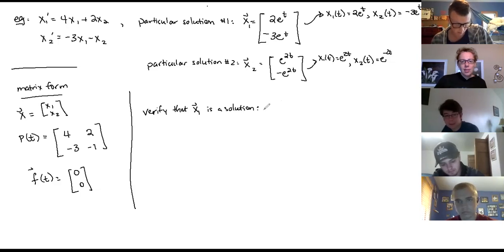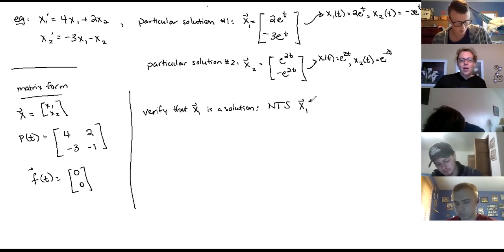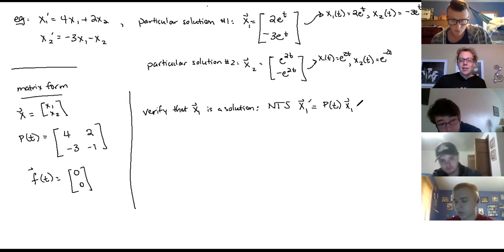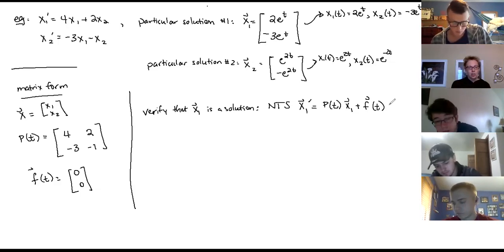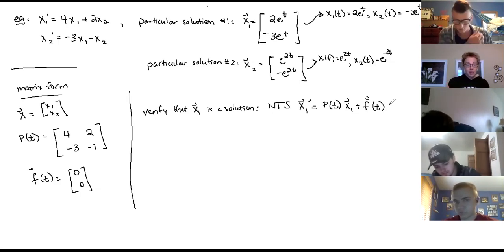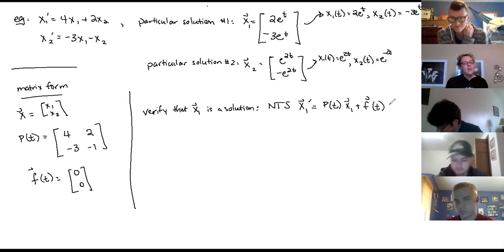In order to do this, I need to show that vector x1 prime equals P of t times vector x1 plus vector f of t. That's my system of equations, and I'm plugging x1 into it. I want to make sure that my vector x1 is actually a solution. So I need to show that vector x1 prime is P of t times vector x1 plus f of t.